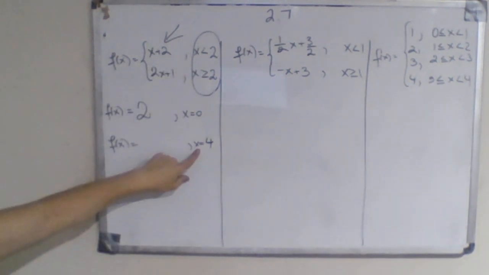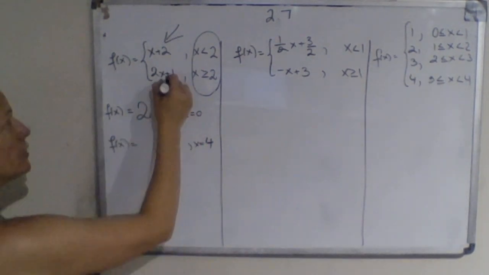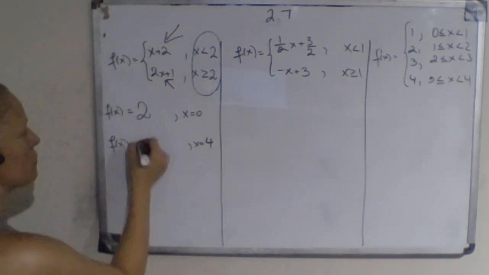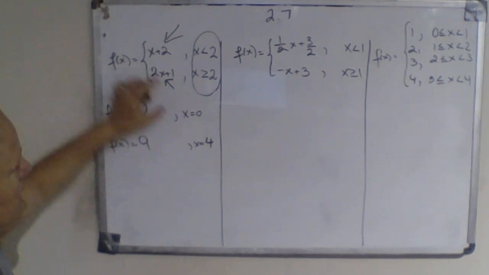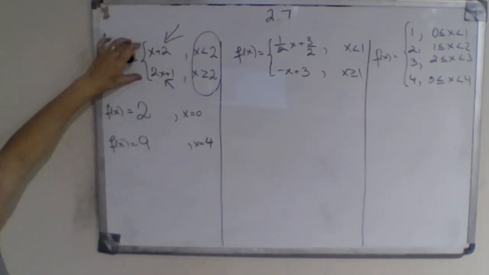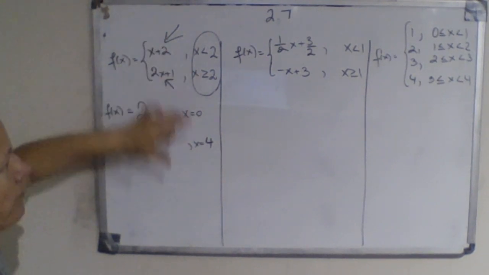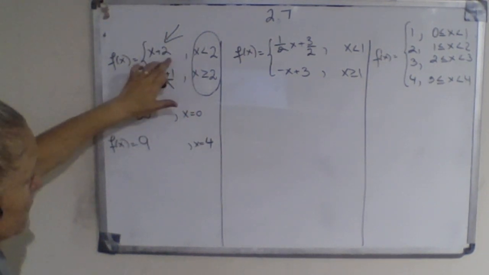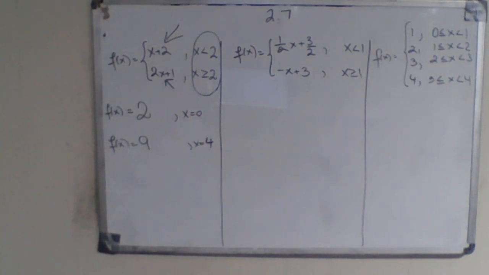If I move to the second one, x is 4. 4 is greater than or equal to 2, so now I'm going to use this one. 2 times 4, 8, plus 1, 9. So depending on what they tell you x is, you decide which one of the two piecewise functions you're going to use. You see where they go in, or where it is correctly applied, which in this case 0 would be this one. 4 is greater than 2, so it would be this one.